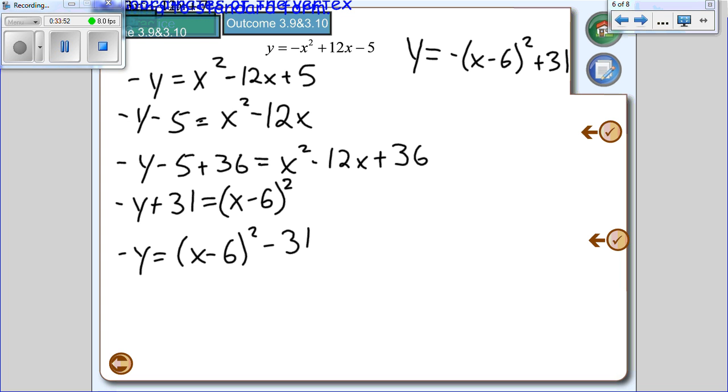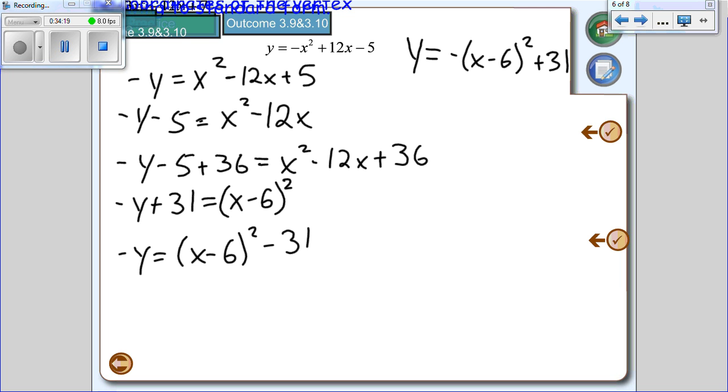Okay, heads up. Remember, when you're looking at these graphs in this form, the p tells you how far left or right your graph has moved. This is what we're going to talk about.